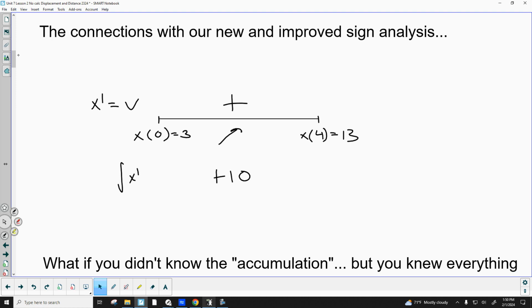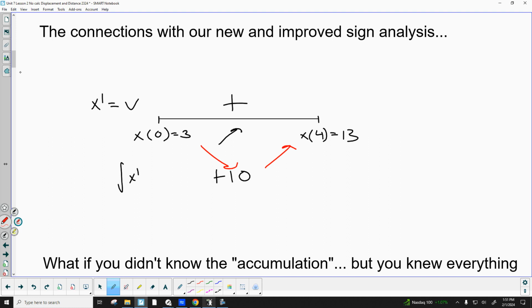is visible in our sign analysis with its extra length. 3 plus how much we increase gives me 13, right? We understand that an accumulation of a derivative tells me how much my original function increases. This is my derivative, this is my original function.